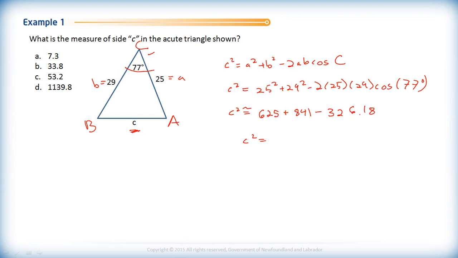And it gives me 1139.8-ish. You might be deceived into thinking that D is the correct answer, but notice that all we found so far is C squared. We have to get C by taking the square root of all that. So we get 1139.8, and C comes out to be about the square root of that, which is 33.8. Now we have a much better answer, 33.8 units, and that's choice B.